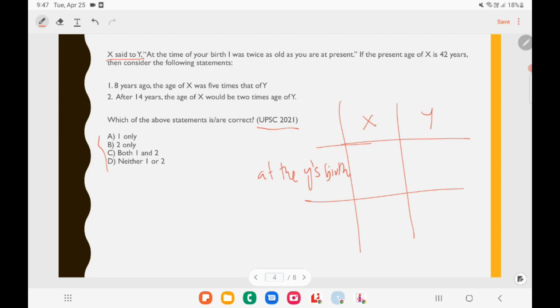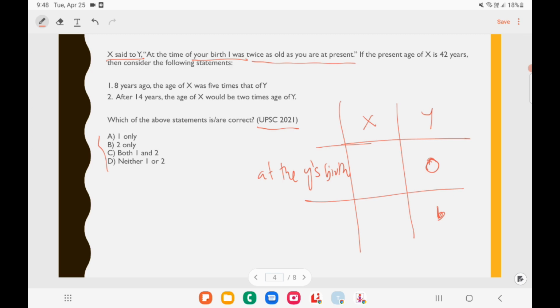So at the time of Y's birth, Y's age will be 0, right? At the time of your birth, I was twice as old as you are at present. Now let us assume that Y's age now is B. Okay, so Y's age is B. That means at the time of Y's birth, it is B years before, because right now the age of Y is B. That means Y was born B years before.